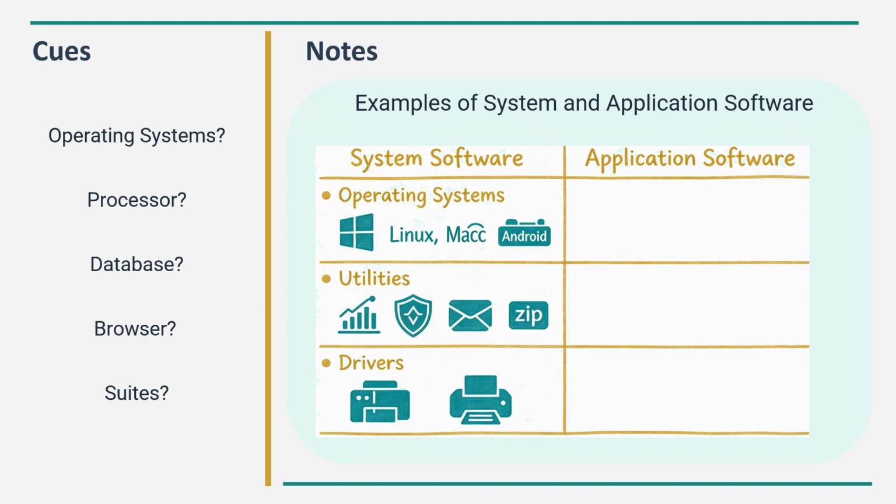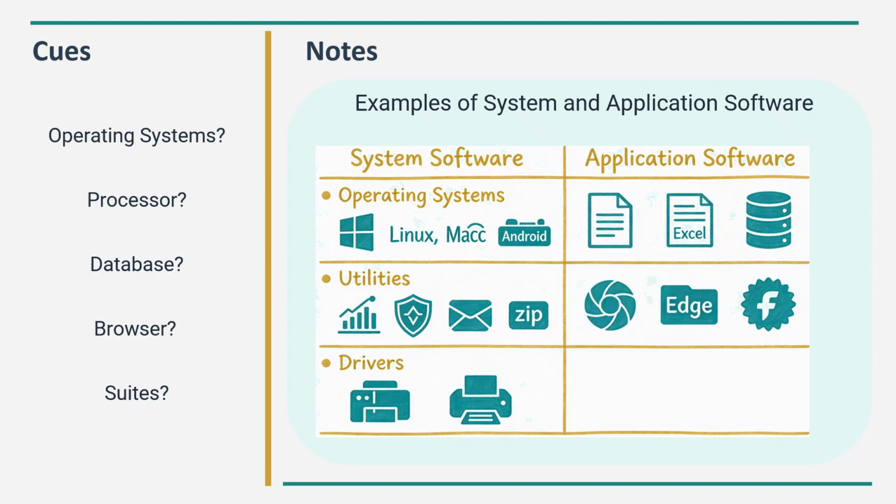On the application software side, we have word processors like Microsoft Word, spreadsheets like Excel, databases like Access, presentation programs like PowerPoint, web browsers like Chrome or Edge, and media players and games or specialized programs such as accounting or design software. In an examination question, always check, does this software run the computer or does it help the user with a task? That usually tells you which category it belongs to.